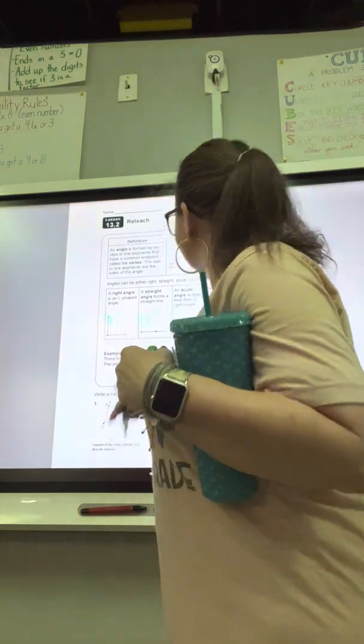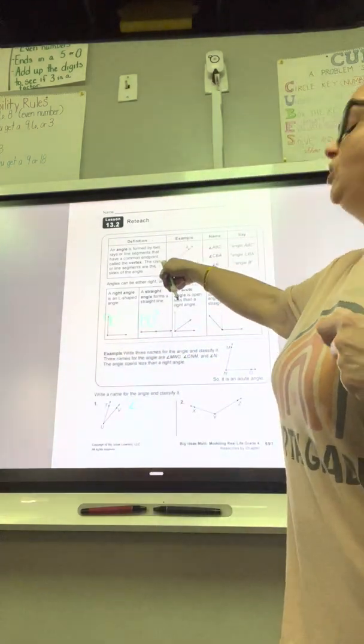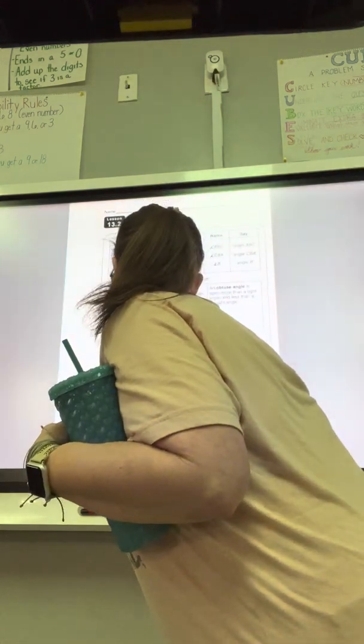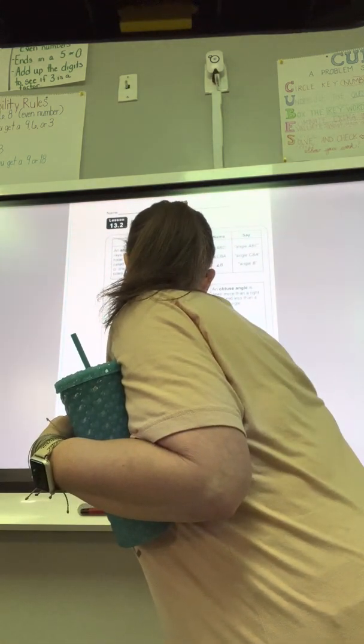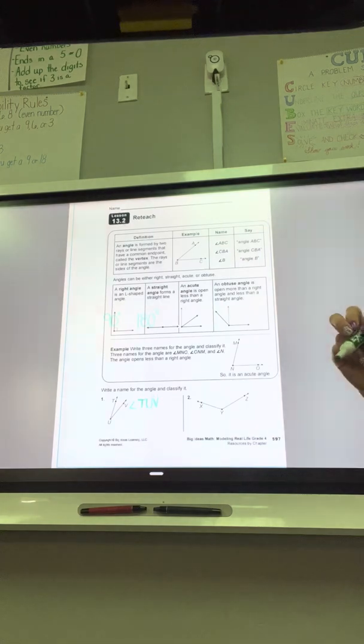You can name it just based on the vertex if you want to. Or we could name this angle TUV, or angle VUT. I couldn't put UTV, but I could put VUT, because the U has to stay in the middle.